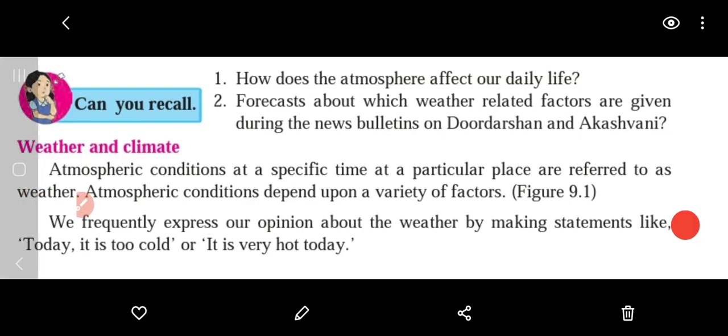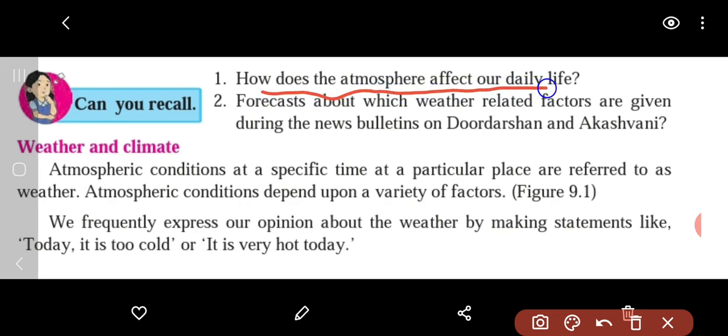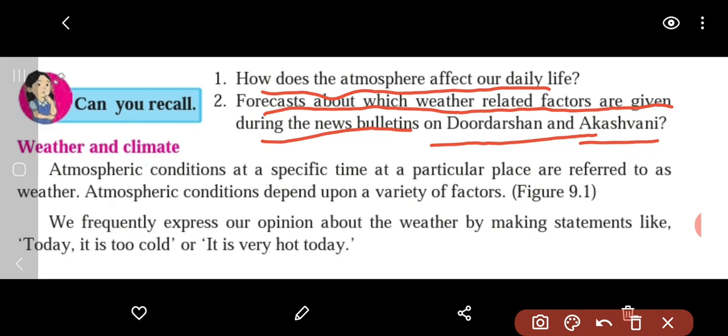So here there is a question for you. In fact, two questions are given here. The first one says, how does the atmosphere affect our daily life? And the second one, forecast about which weather related factors are given during the news bulletins on Doordarshan and Akashvani. So these are the questions to be searched by you. You have to recall it.